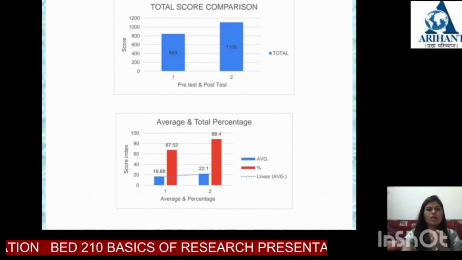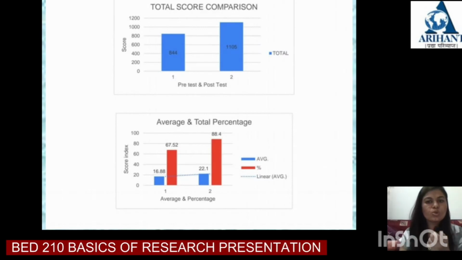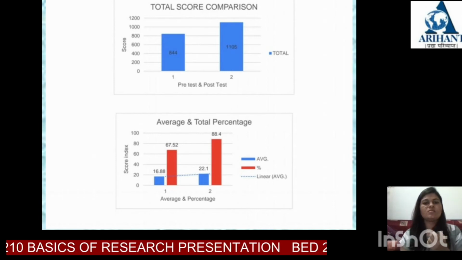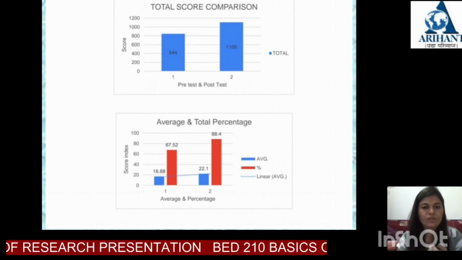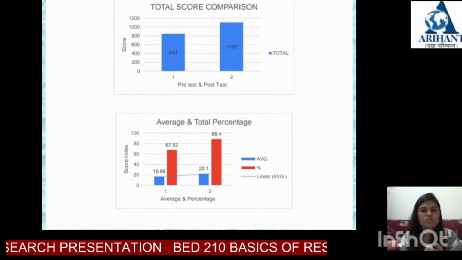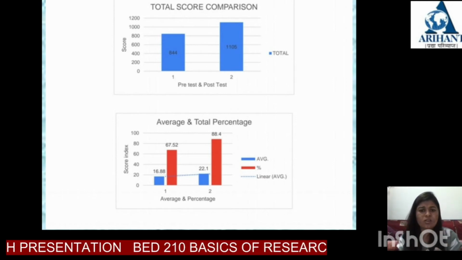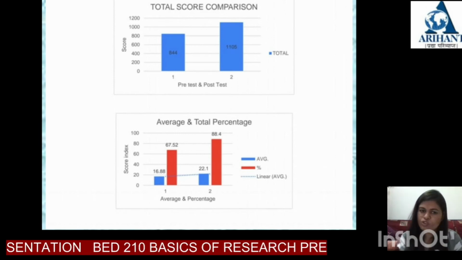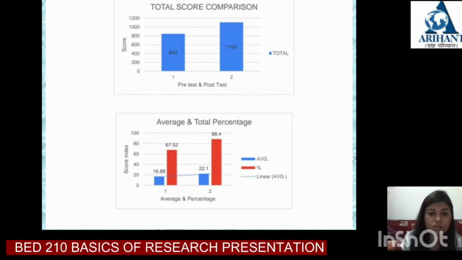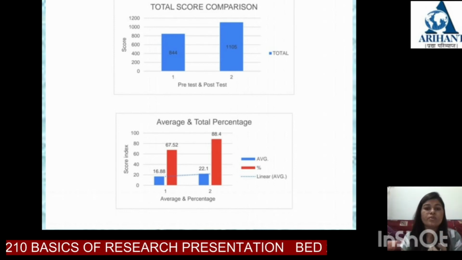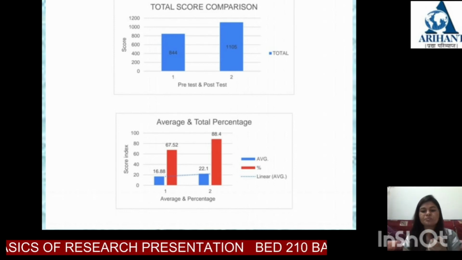Then this graph is showing the total score comparison in the pre-test and post-test. You can see the total score of 50 students is 844 in the pre-test, and in the post-test it increases to 1105. So you can see the difference between pre-test and post-test. It proves that the concept map is helpful in school learning.